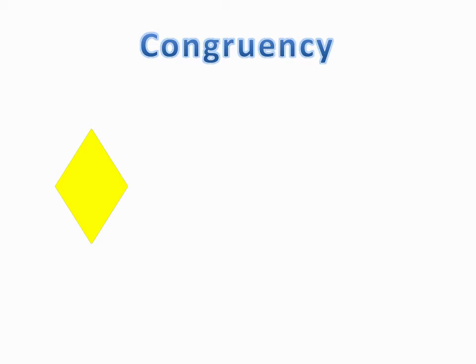Today we're going to talk about congruency. As you can see, we have a yellow rhombus here, and we want to see if it's congruent to or not congruent to this red one. Okay, as you can see, they are not close in size, so we're going to say they are not congruent. However, the yellow and the blue ones are congruent.